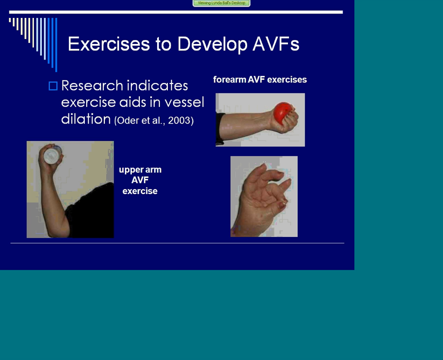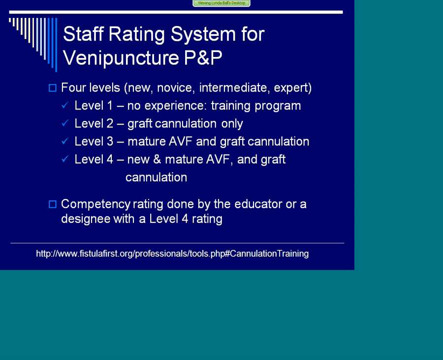One of the things I want to say is that if your access isn't maturing because of a juxta-anastomotic stenosis, it doesn't matter how much exercise that arm does. It will not develop on exercise alone. Exercise is an adjunct, in addition to having a nice open vascular system that will allow arterial blood to flow over and develop the venous side.